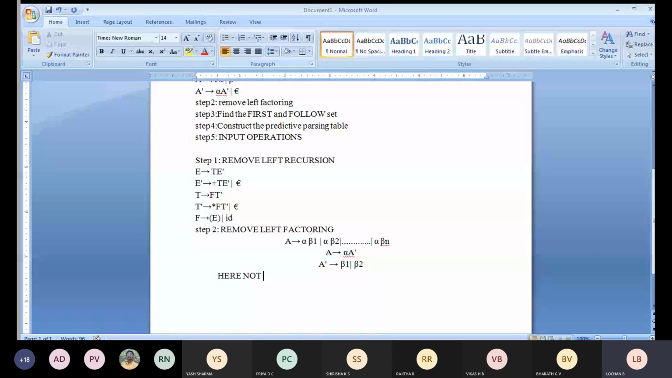That means that we have to get a common thing. I'll repeat once again. A implies alpha beta 1, alpha beta 2, alpha beta 3. Some common word you need to get, continuous series. So once you get the continuous series only, we will make use of left factoring. Otherwise we will not make use of left factoring in this particular case. Step 3, so find first and follow.